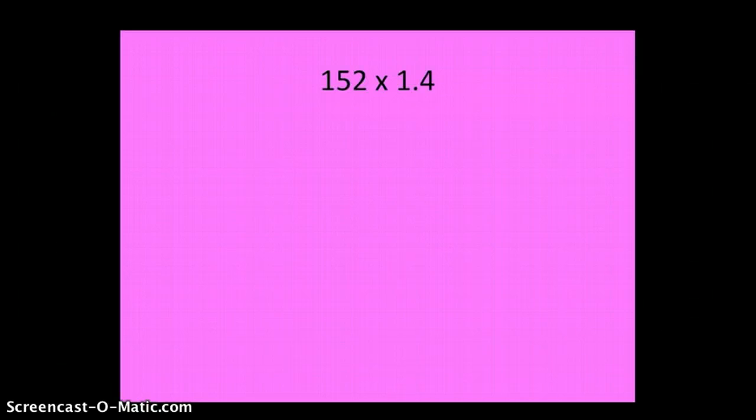Next example, we have 152 times 1 and 4/10. Again, the number with the greatest amount of digits, let's put that on top, times 1 and 4/10. Let's just multiply. 4 times 2 is 8. 4 times 5 is 20. We're going to carry 2. 1 times 4 is 4, plus 2 is going to give us 6.